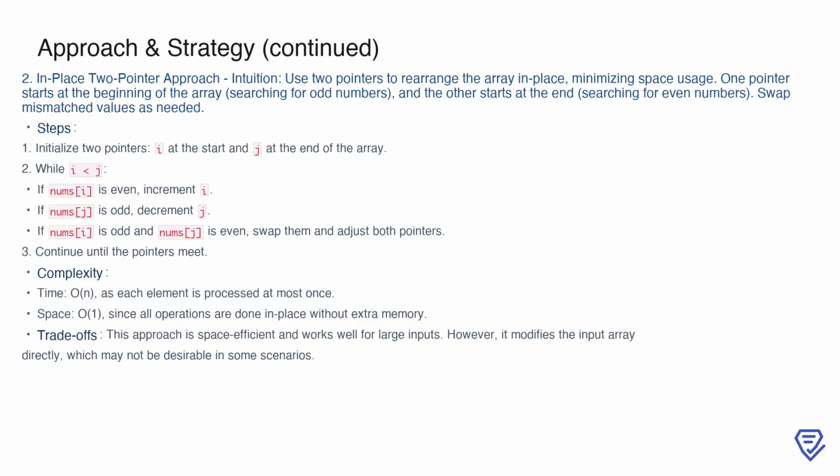If the first pointer encounters an odd number and the second pointer encounters an even number, we simply swap these two values and adjust both pointers. This process continues until the two pointers meet. The beauty of this approach lies in its efficiency. It processes each element at most once, resulting in a time complexity of O(n). Additionally, since no extra memory is used, the space complexity is O(1).